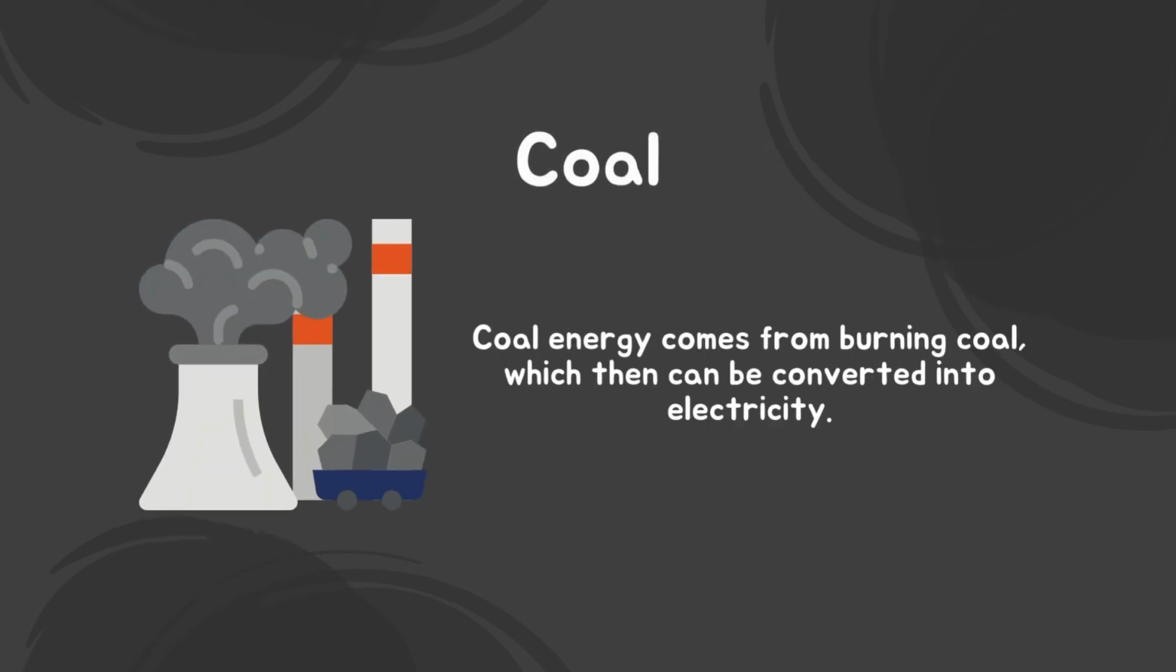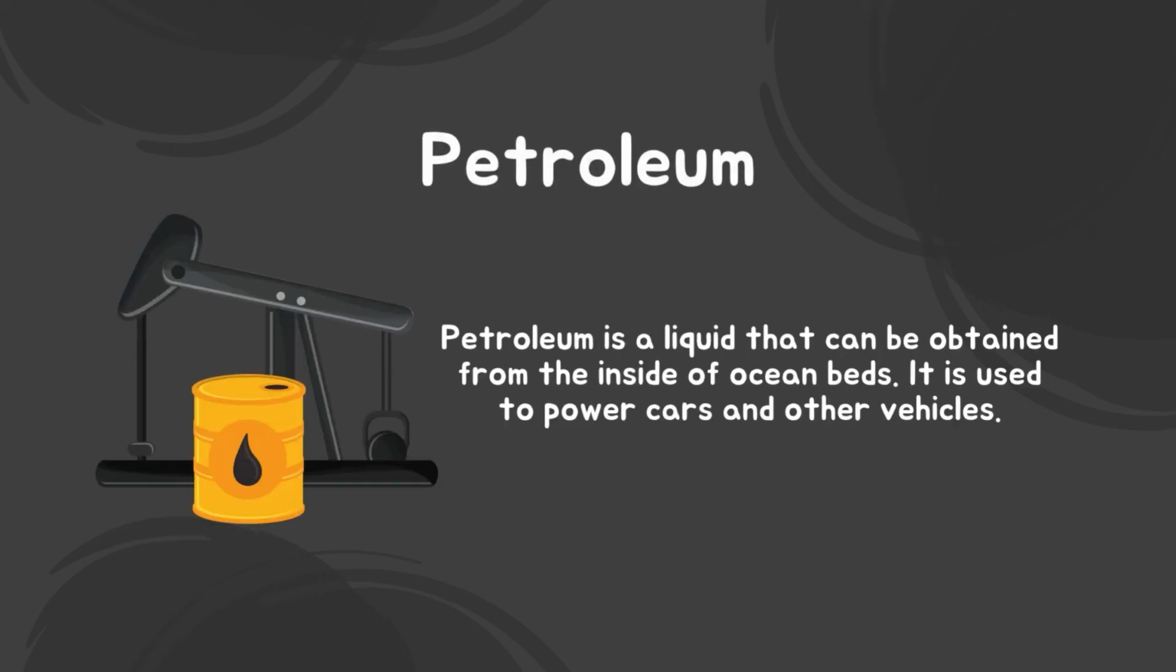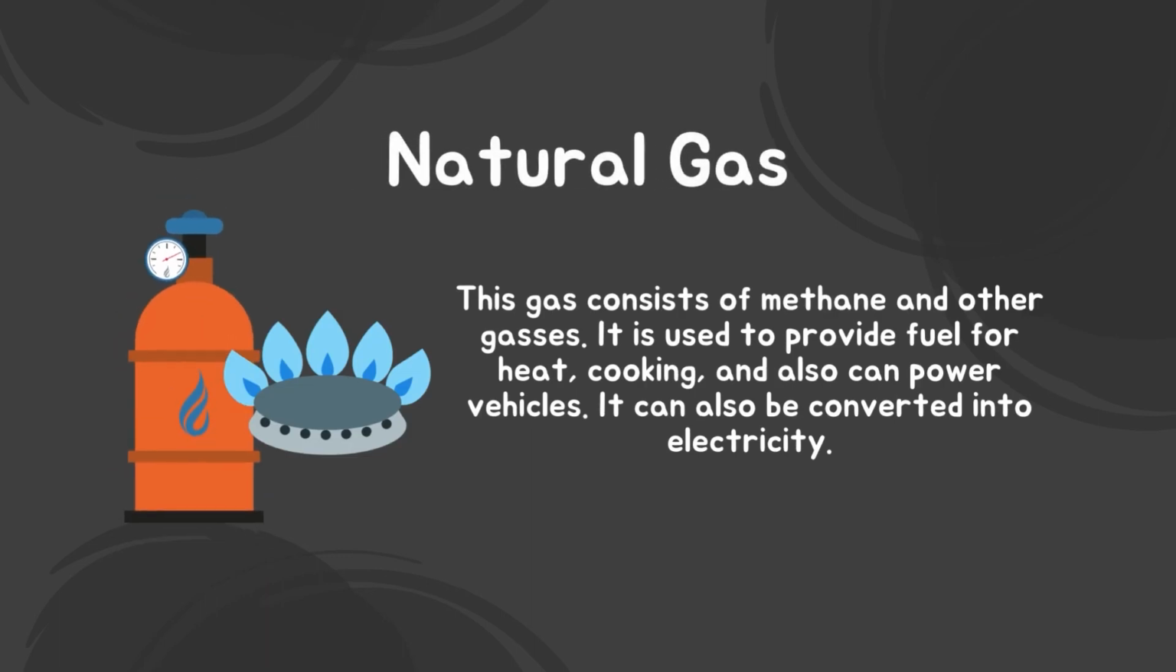Coal. Coal energy comes from burning coal, which then can be converted into electricity. Petroleum. Petroleum is a liquid that can be obtained from inside of ocean beds. It is used to power cars and other vehicles. Natural gas. The gas consists of methane and other gases. It is used to provide fuel for heat, cooking, and can also power vehicles. It can also be converted into electricity.